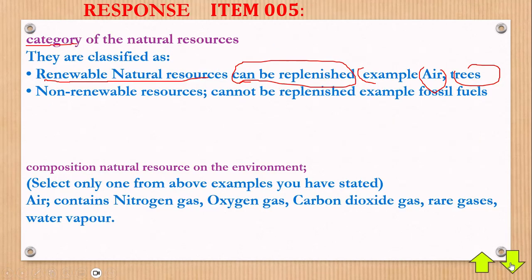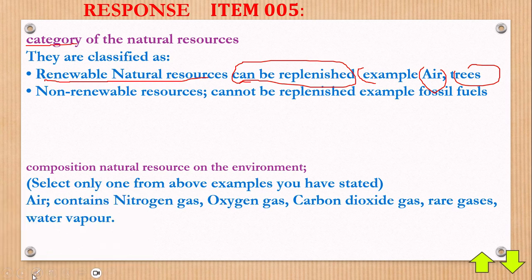Now we have a category that is renewable natural resources. Reason: can be replenished. Example: air and trees, like that. Okay, that's what I'm trying to mean here in simple terms.